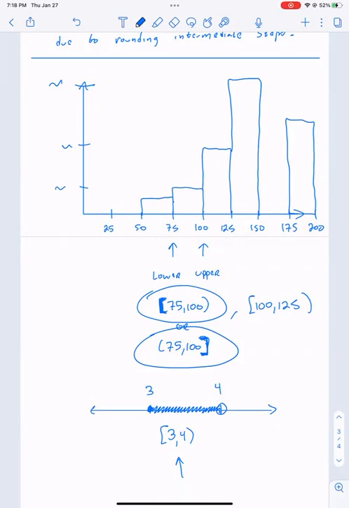So then for the bottom one, it would be 76? No, 75.00000000001. You don't start at 76. You start at 75, just plus a little bit. Okay, thank you.